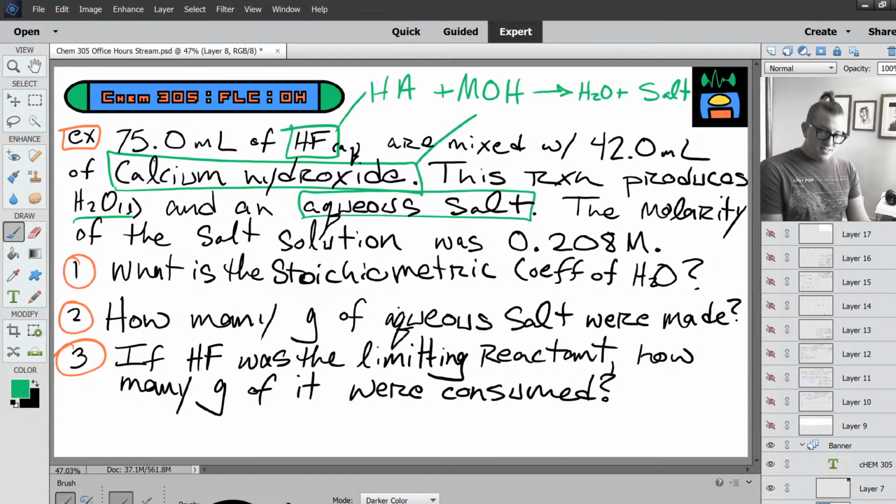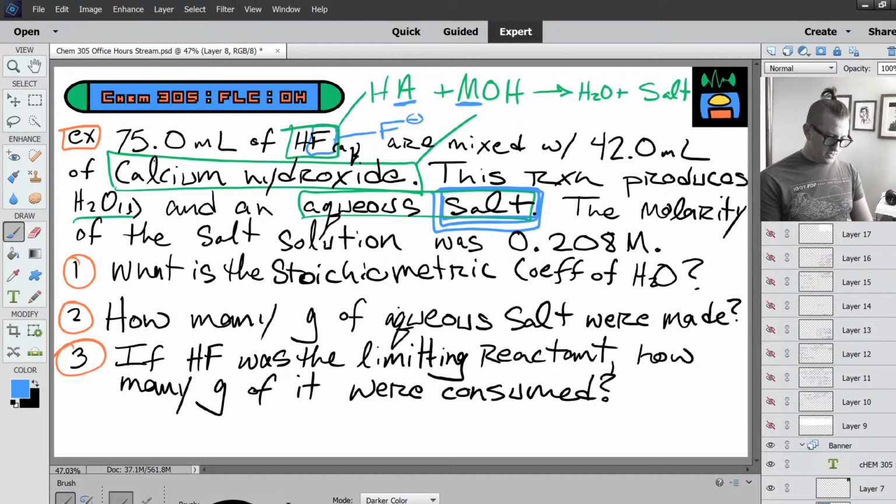And the thing is, step number one, we have to balance this thing, right? That's what we've got to do. They don't tell us the salt, but we actually know what that salt is going to be made up of. That salt is going to be made up of the metal cation and A minus, right? A minus is fluoride.